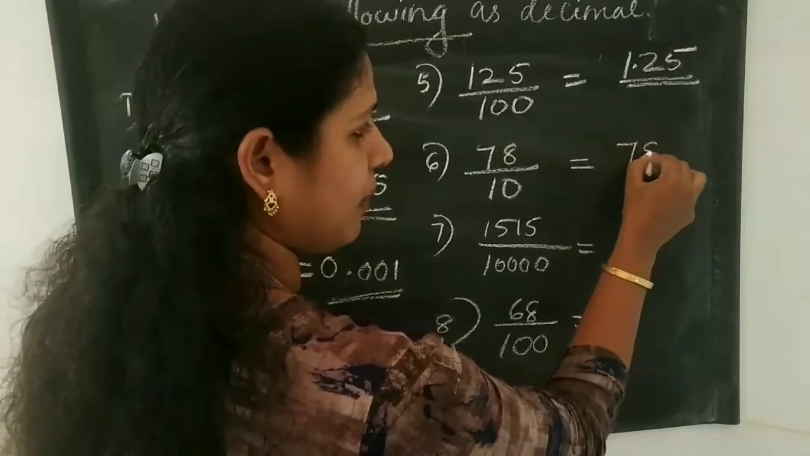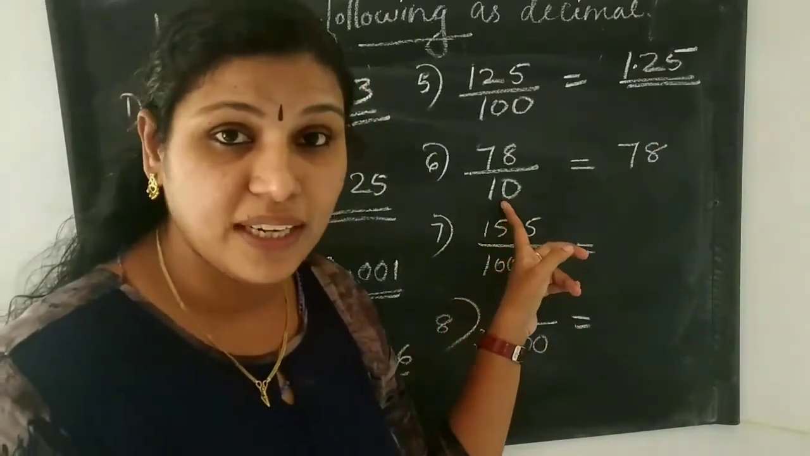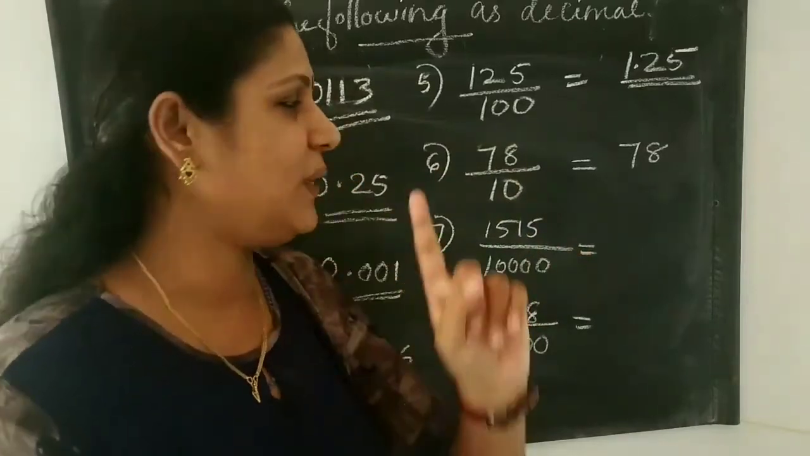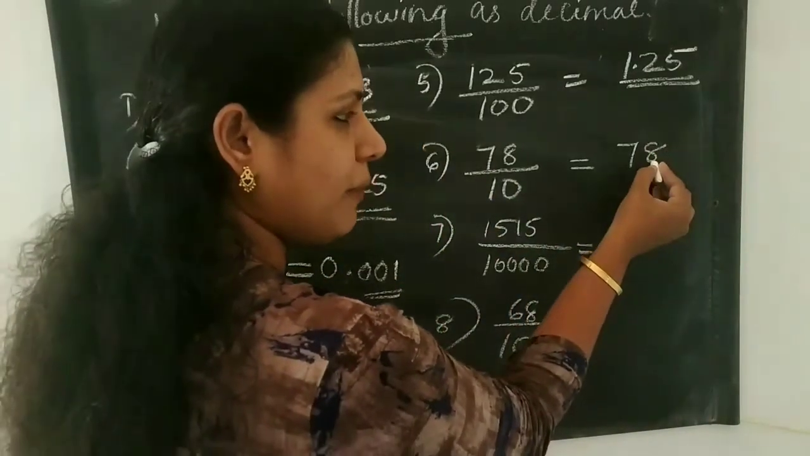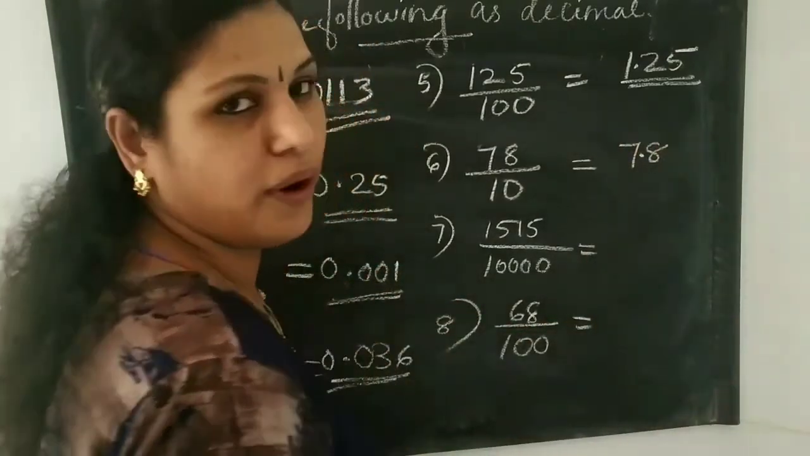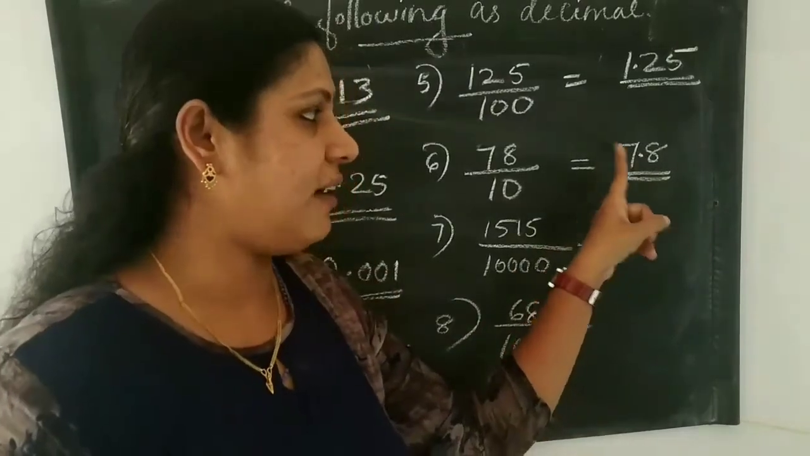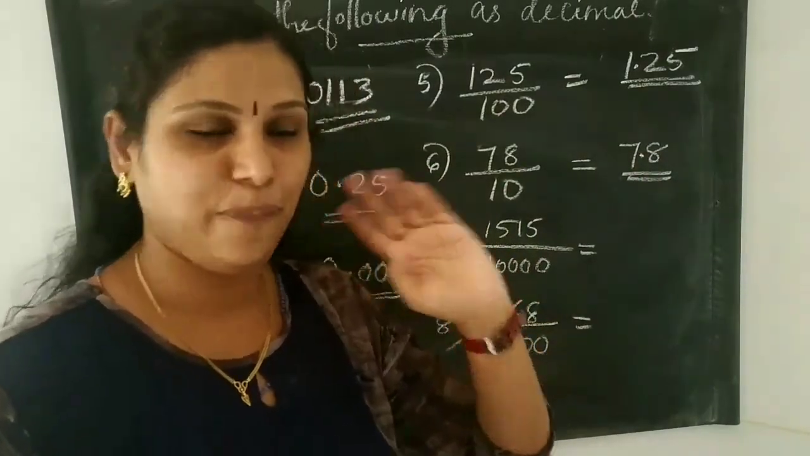Okay. Now here 78. First we write the number in the numerator, that is 78. And here how many zeros are here? Only 1 zero. So we count one place value, that is 1. Put a point here and read this number. 7.8.